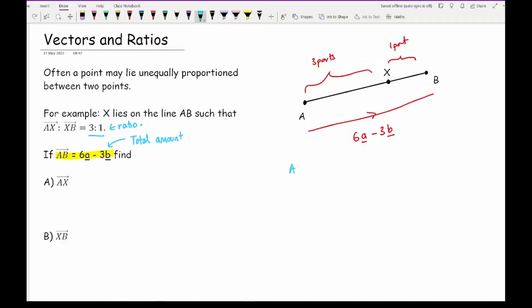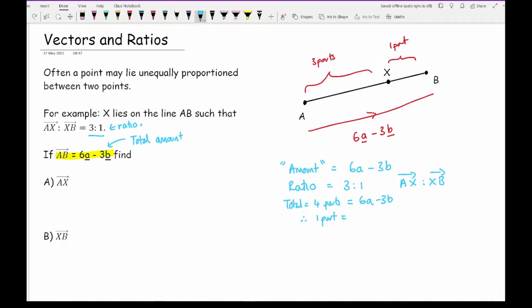So here we've got our amount, which I'm just going to put in inverted commas, which is 6a minus 3b. We've got our ratio, which is 3:1, and that is in A to X and X to B. So looking at this, my total number of parts is going to be 4 parts. So total equals 4 parts, and that 4 parts equals 6a minus 3b. So therefore, to work out what 1 part is, I need to divide all of this by 4.